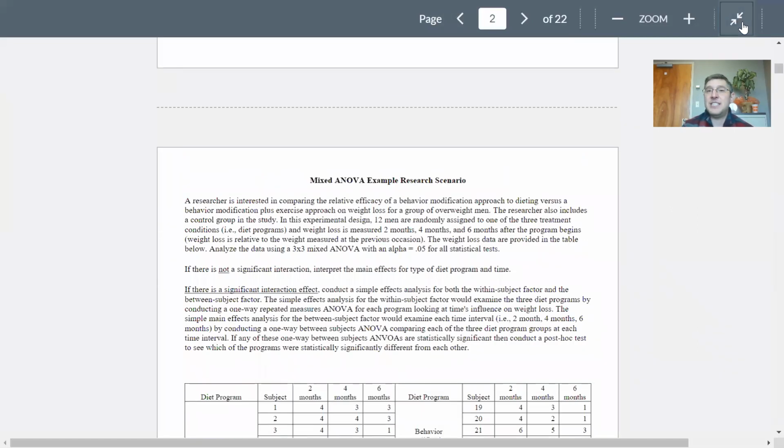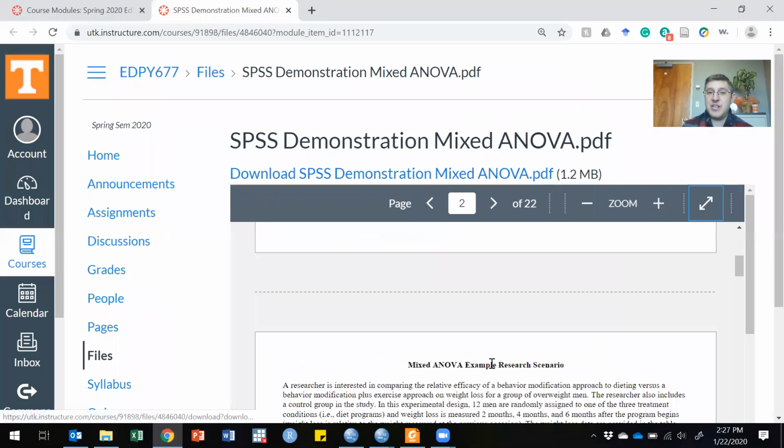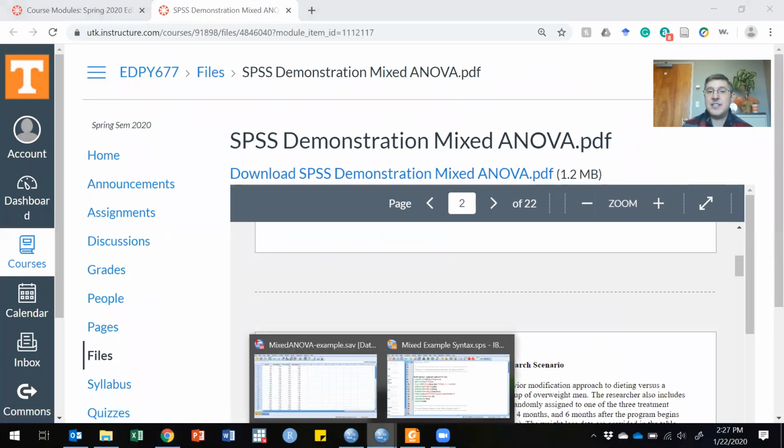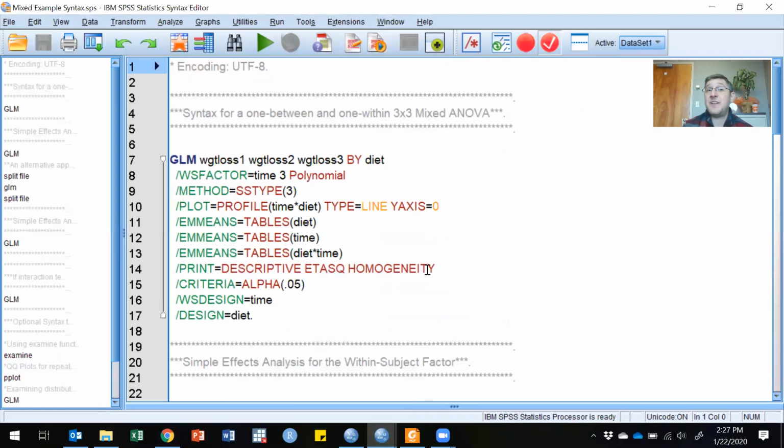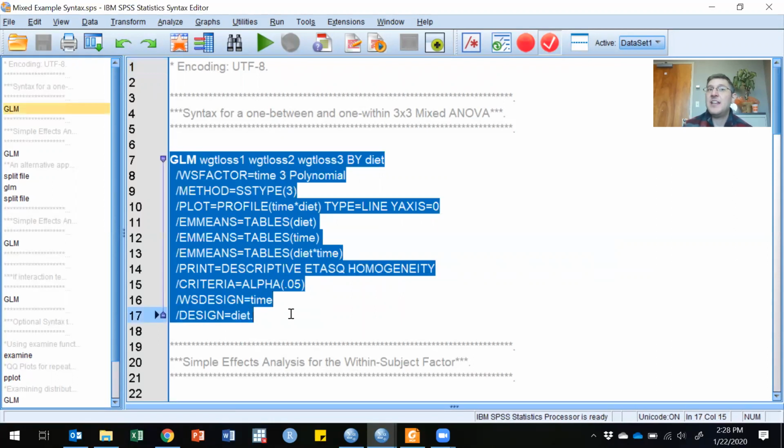So you can follow along with what I'm doing in this document. I'm going to move over to SPSS just to give you a demonstration of how it's done here. You can see here's the example syntax file. So I give you the syntax for running the one between, one within, 3x3 ANOVA. You could just highlight this and hit play here and it'll run it.